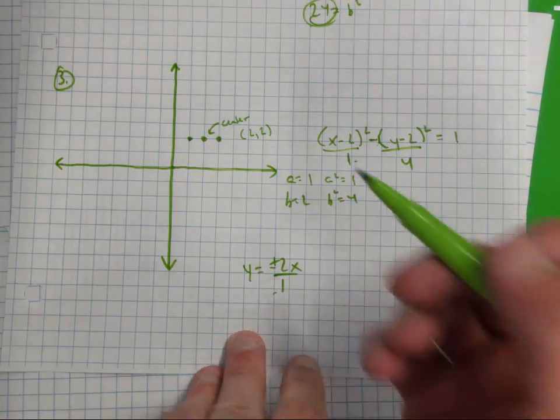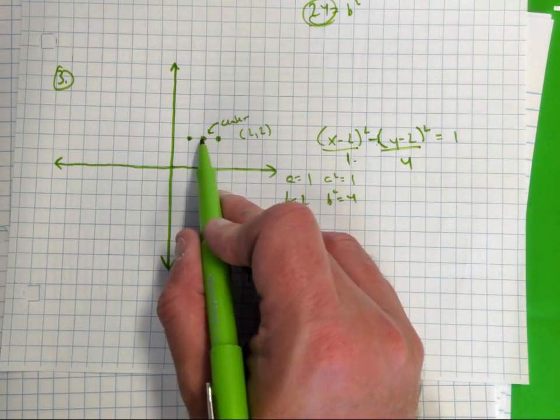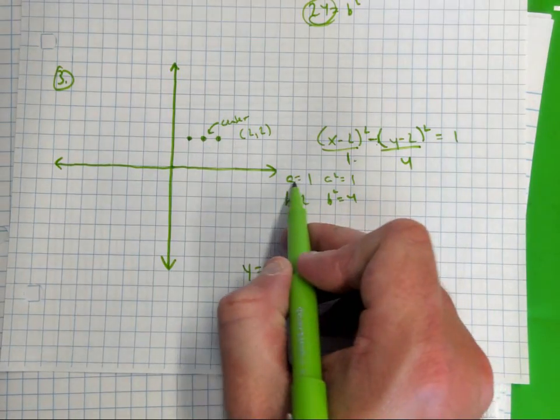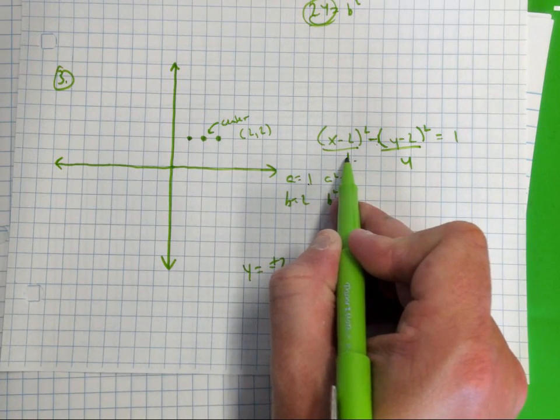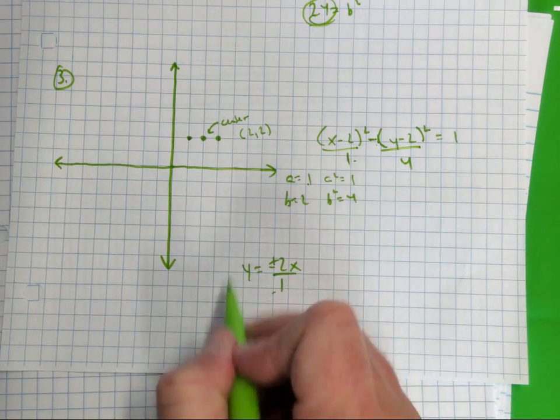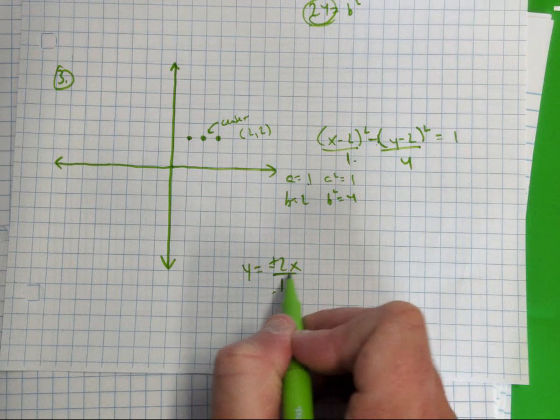Okay, going back through this. A is equal to 1 because it's the distance between the center and the vertex. A equals 1, A squared equals 1. You put that there first. The equation, y equals plus or minus 2x. I'm going to draw a 1 under it.